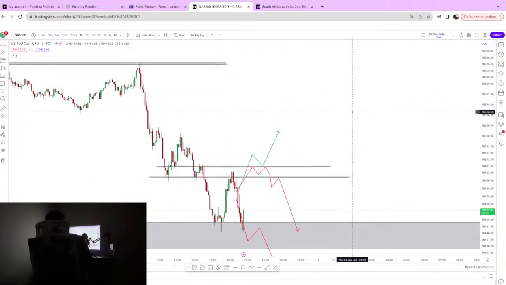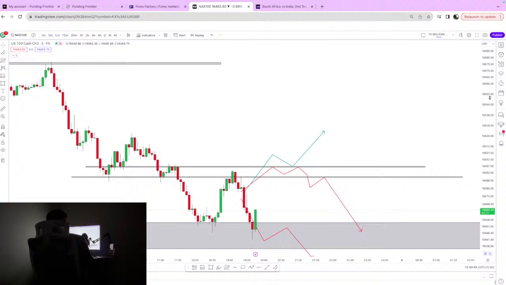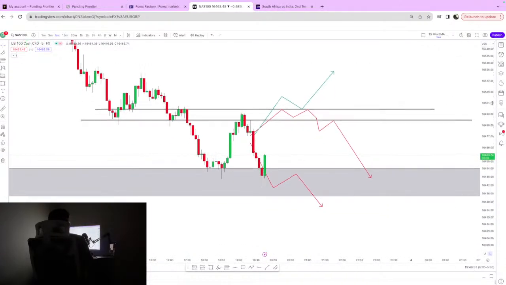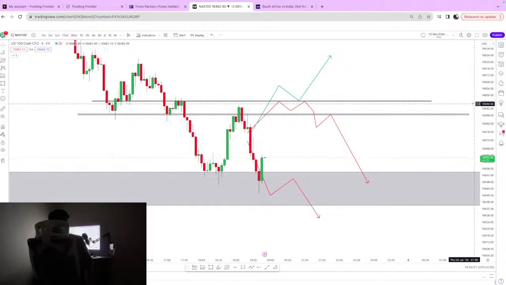Our job is to act according to your strategy and according to your analysis. If at this same point now I get a double bottom, then I am interested for sure. But right now I am not interested.